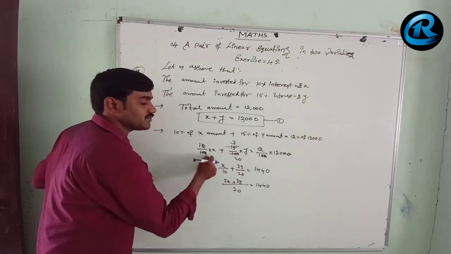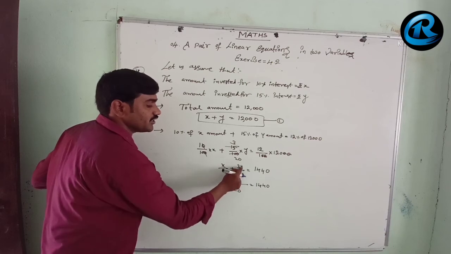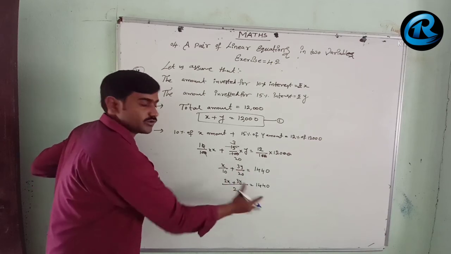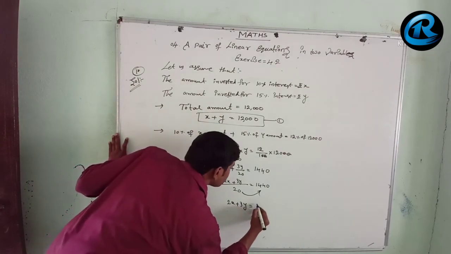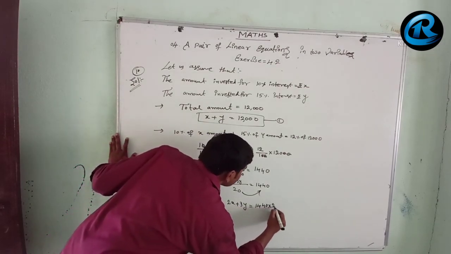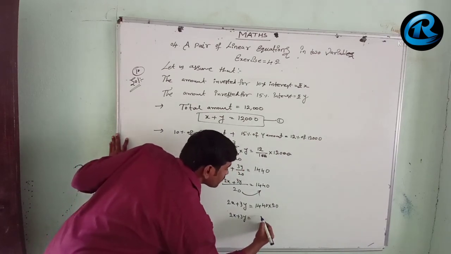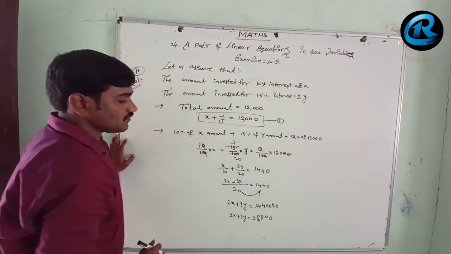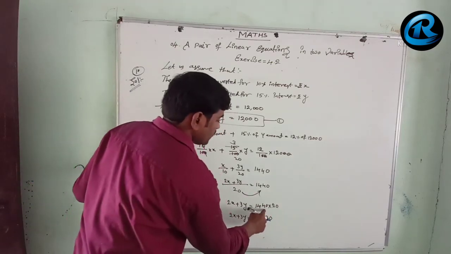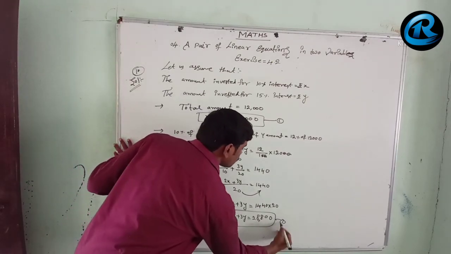Or you can go for cross multiplication also: 10 into 20 is 200, 20 into X is 20X, 10 into 3Y is 30Y. You can do it either way. Transferring this side, 2X plus 3Y equals 1440 into 20, so 2X plus 3Y equals 28,800. This is equation number 2.